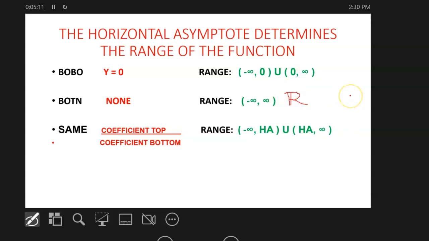Okay? And when we have the situation of same, the coefficient on top is divided by the coefficient on the bottom. That is going to give you your horizontal asymptote, and the range is going to be from negative infinity to the horizontal asymptote number, union the horizontal asymptote to infinity.